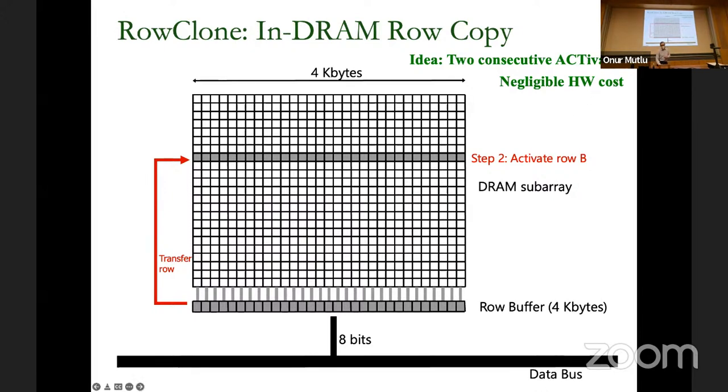Okay, so it's negligible hardware cost to make it reliable, but it turns out in existing systems, you can violate the timing parameters in the DRAM controller such that two consecutive activates are very close to each other. And in many chips, where you can violate the timing parameters today by changing the memory controller, this works.